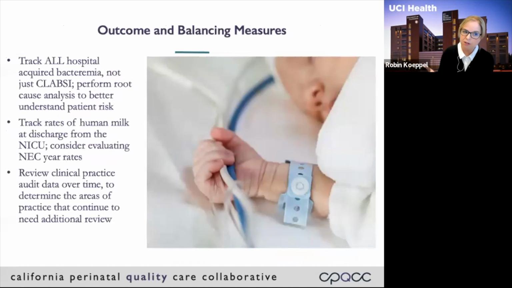So my outcome and balancing measures are really looking at all hospital-acquired bacteremia, even the UTI infant who experienced a bacteremia. We don't think of that as preventable, and we don't have that data or evidence, but could that be a section that we could explore more? Track your rates of human milk at discharge. The more human milk we use and do at discharge, the less HAI we're going to have. Overall, look at your NEC rates related to your human milk at discharge.